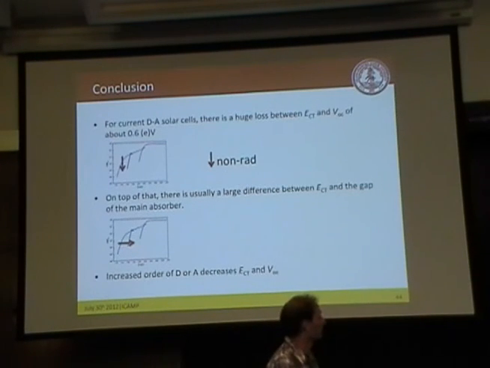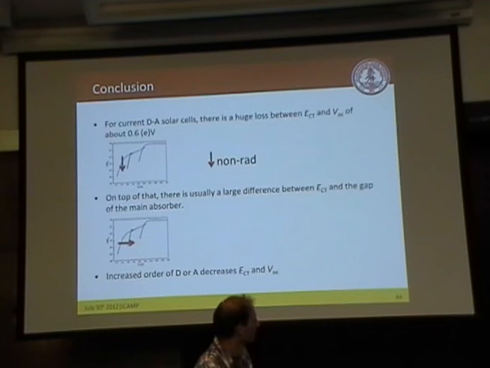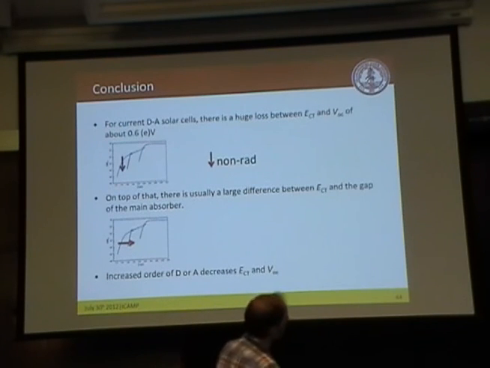On top of that, you lose this one between ECT and VOC. On top of that, there's also a huge difference between the energy of the CT state and the gap of the main absorber. So you don't even absorb much light until here. So that energy, between the gap of the main absorber and the energy of the CT state, you lose too. So another energy loss. So what we want is to shift this one as close to the absorber as possible.